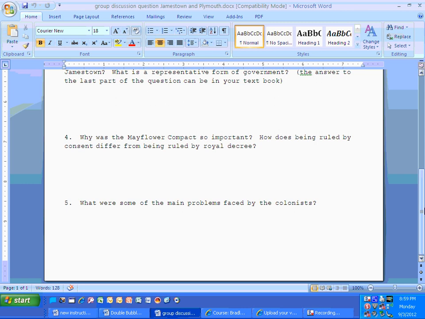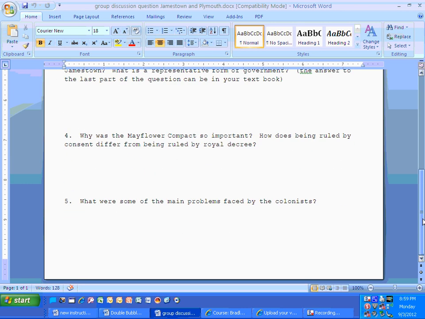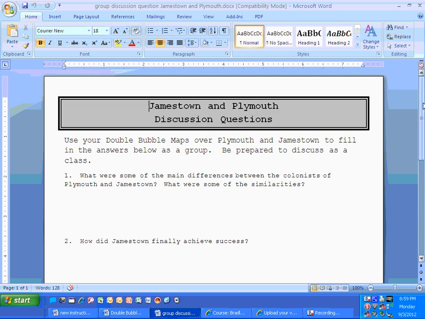And then number 5, what were some of the main problems faced by the colonists? And you're going to be looking again at both colonies here, Jamestown and Plymouth. All right, so make sure that you've jotted some answers down on the back so that you can have a good group discussion that will lead to an even better class discussion on Thursday when this is due. The notes that you take on the back will be part of your grade.